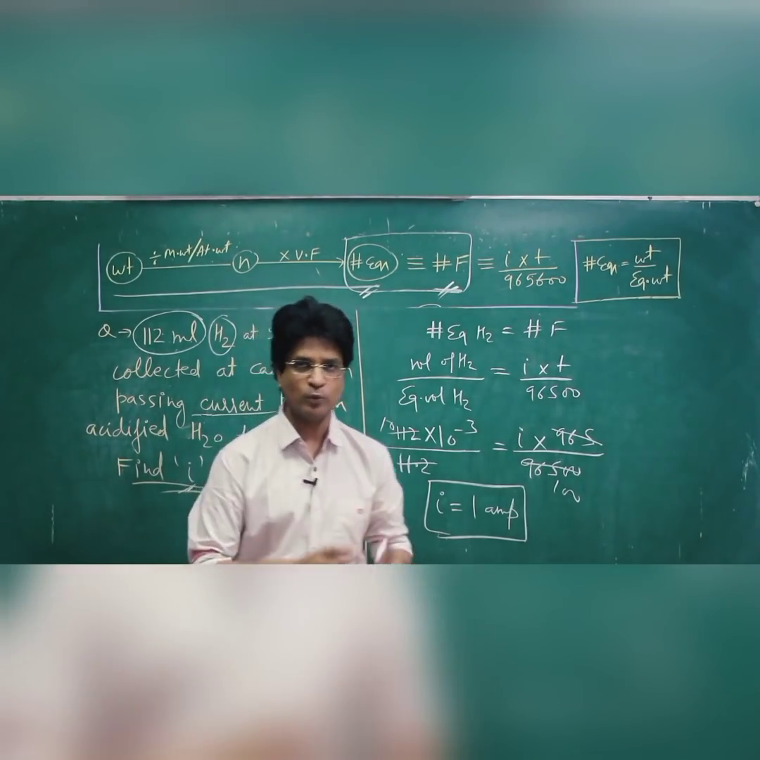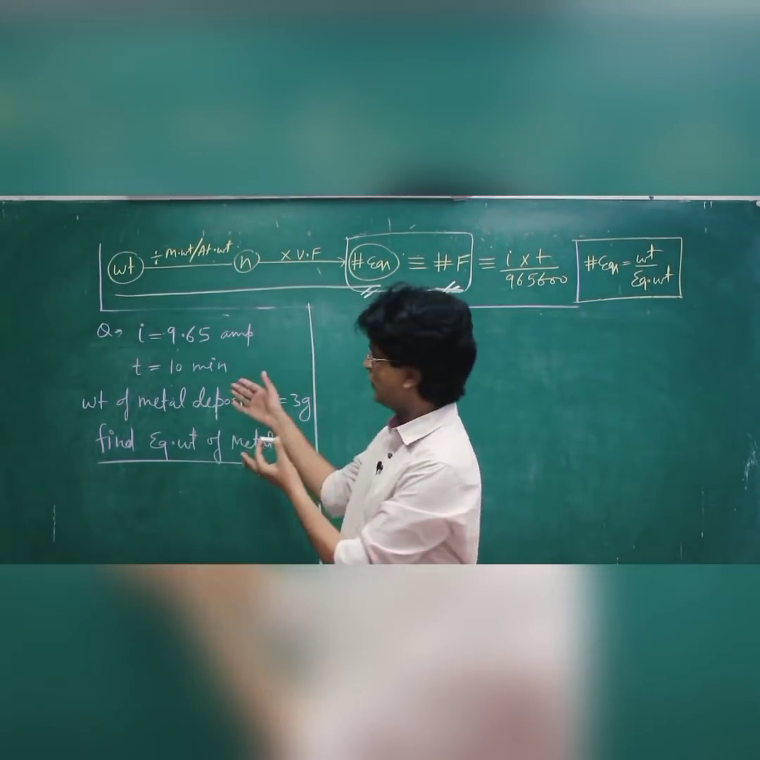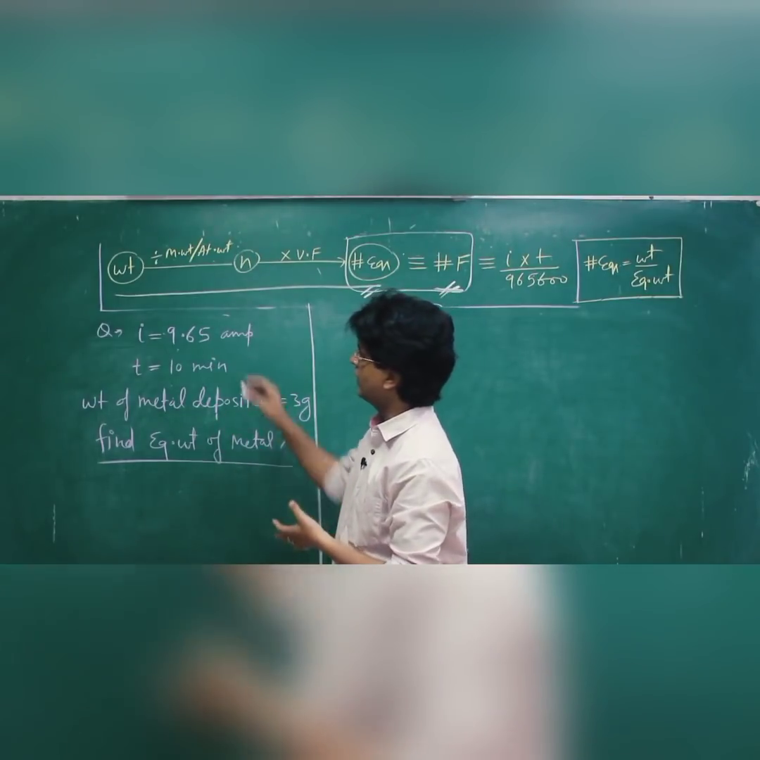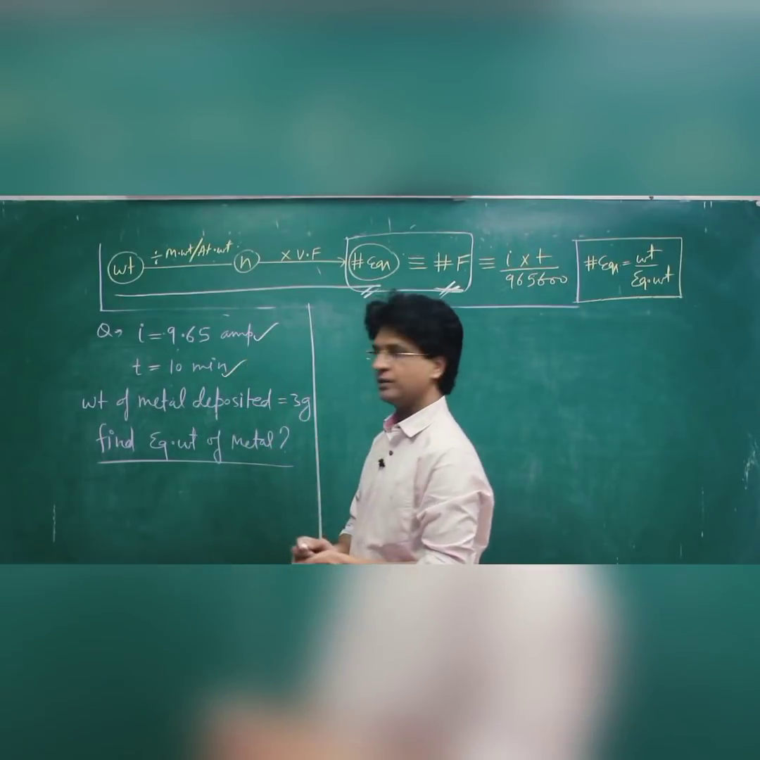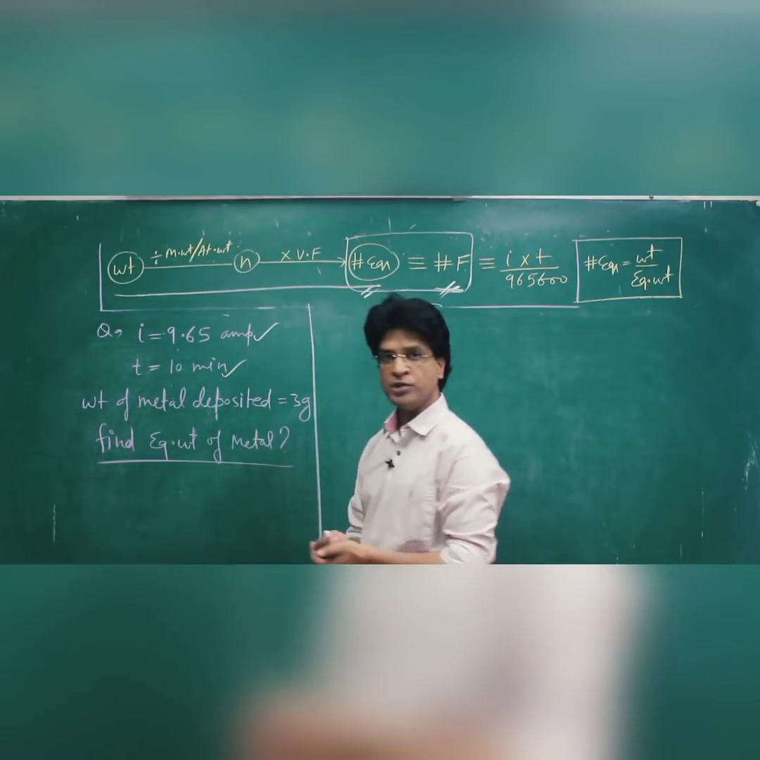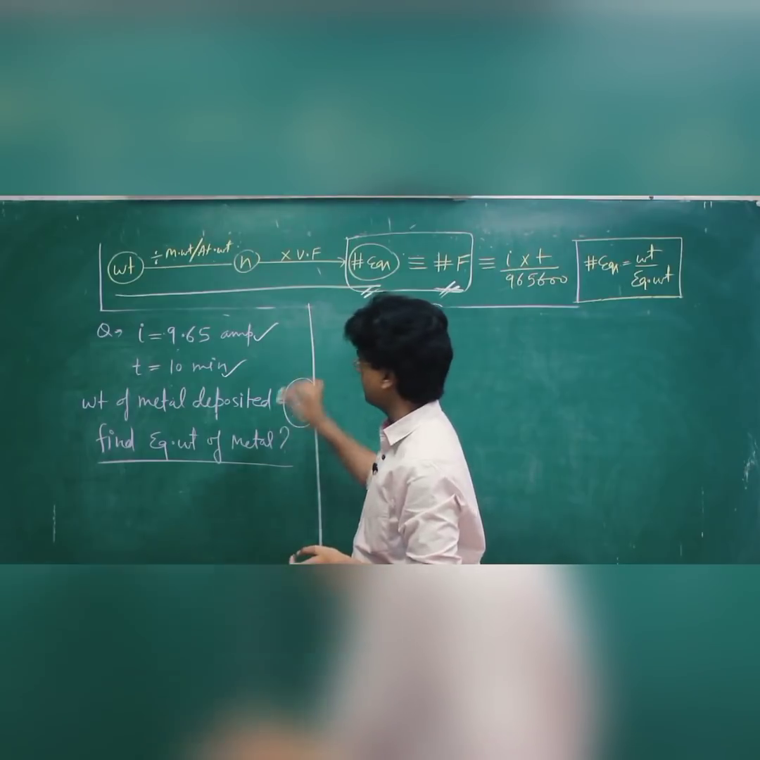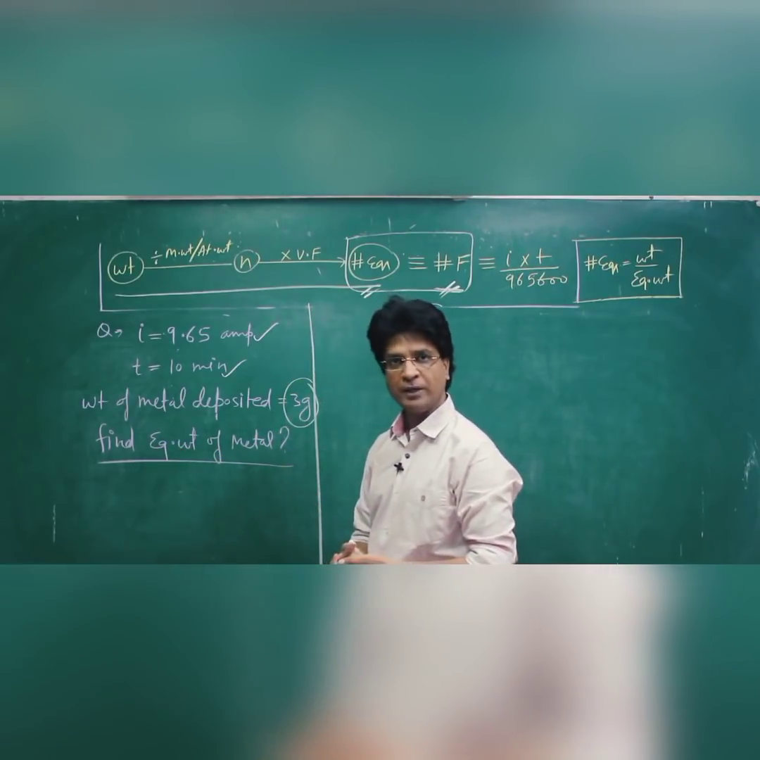Okay, now let's see one more question. So let's quickly see this question. This question says the current involved is 9.65 ampere. Time taken is 10 minutes. Weight of metal deposited during electrolysis is 3 grams. They are saying find equivalent weight of the metal involved.